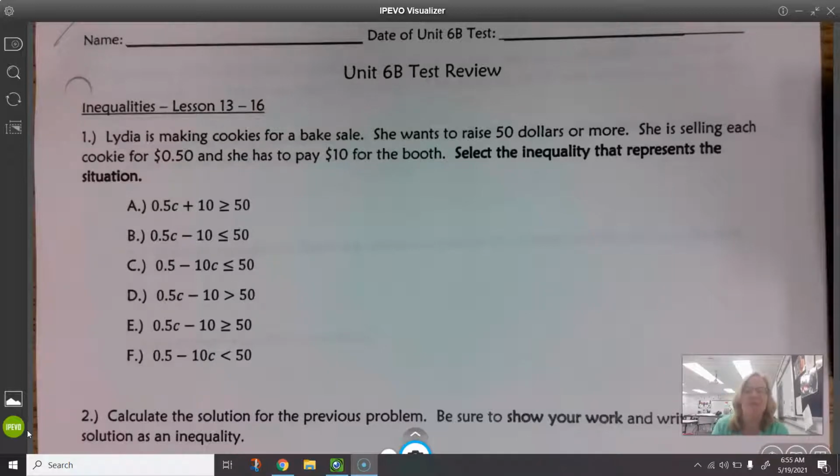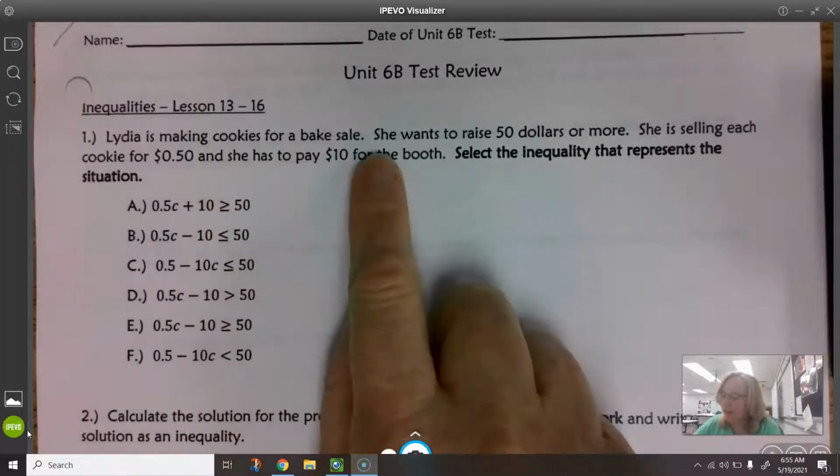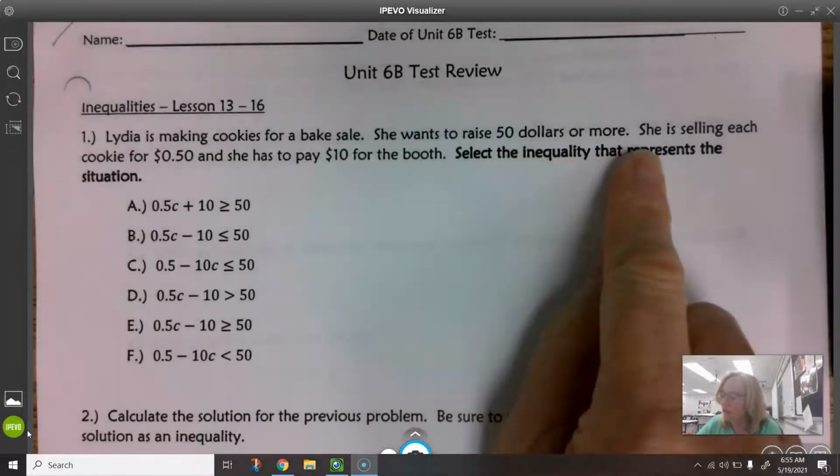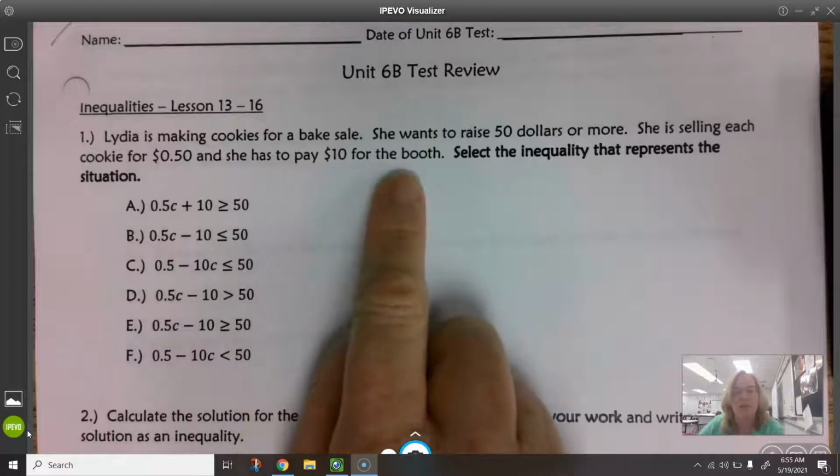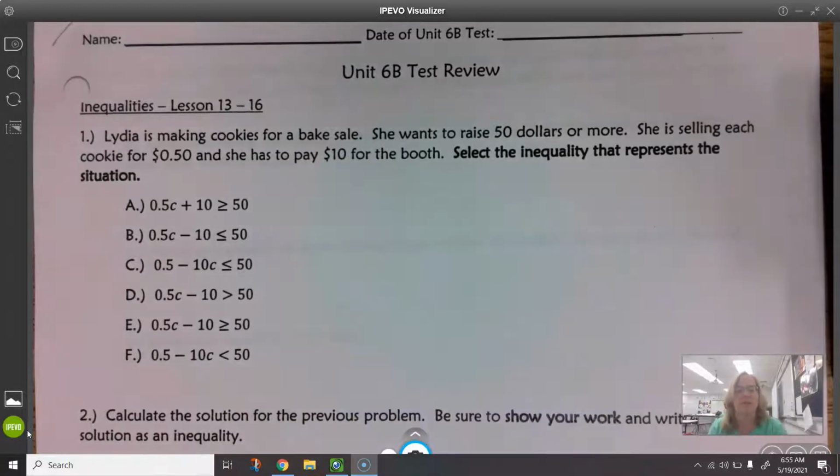So we're going to go through every single problem on your review just to refresh your memory and give you some hints if you have forgotten. On the first problem, Lydia's making cookies for a bake sale. She wants to raise $50 or more. She is selling each cookie for 50 cents and she has to pay $10 for the booth. Select the inequality that represents it.